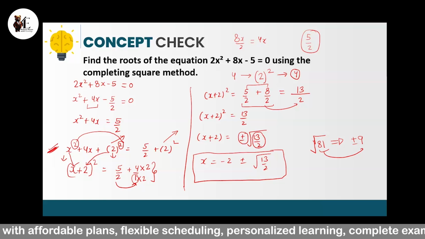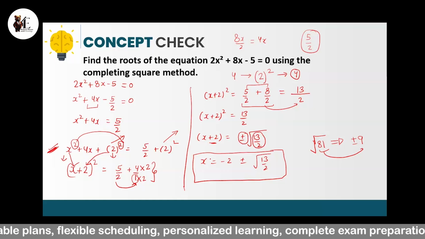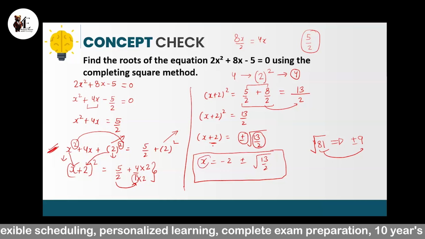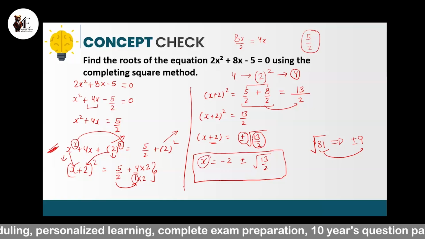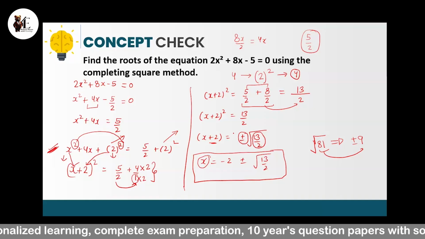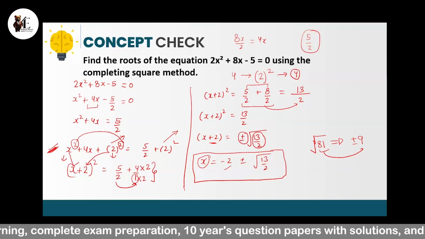And at the last step, you have to transpose this positive 2, because we are finding the value of x. So you have to transpose everything on the other side except x. So positive 2 will become negative 2, and this will remain as it is.